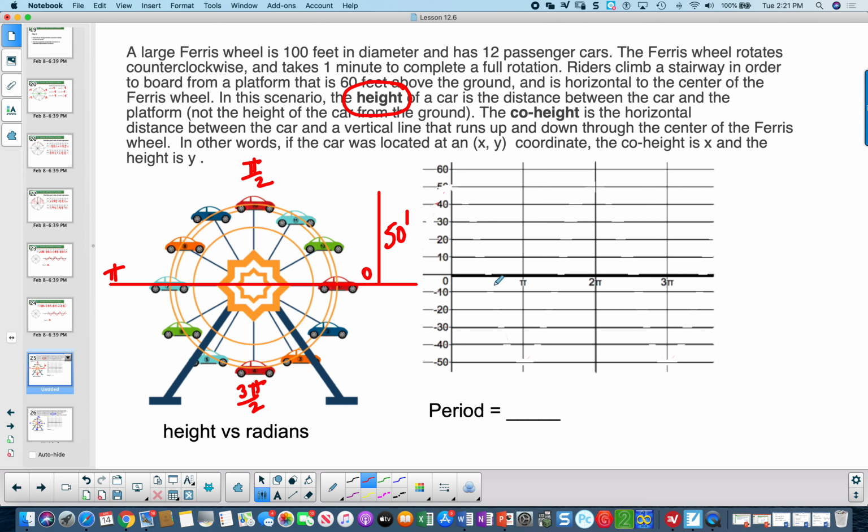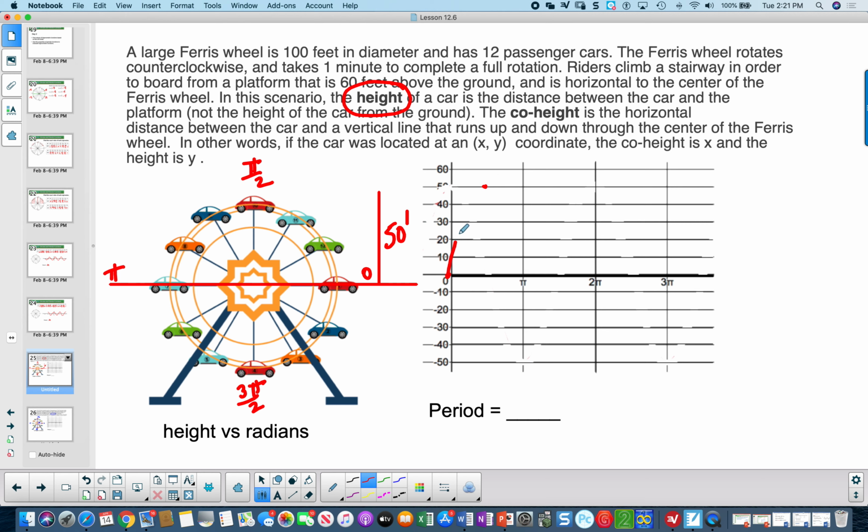Okay, in this scenario, the height of the car is the distance between the car and the platform. We view this as the platform, right in the middle of the Ferris wheel. So let's take a look at this car right here. This car is sitting right here on the platform, so our first point is 0. At our angle of 0, the height of this car is 0. Now at pi halves, the height of it is 50 feet.